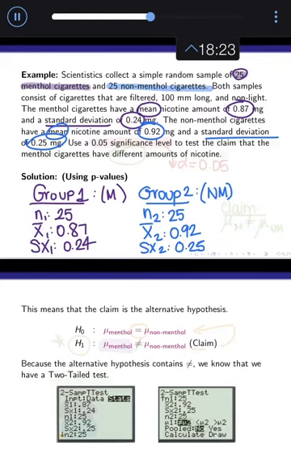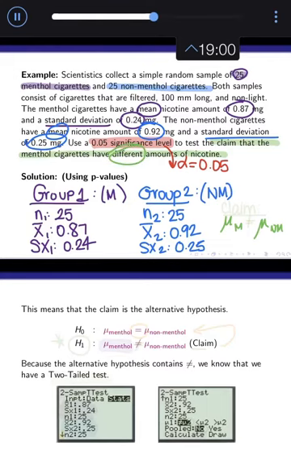Let's see what else they give us in the problem. They also tell us that the significance level we want to use is 0.05. That means our alpha is 0.05. And we're going to test, here's our claim. This is the important part. The claim that the menthol cigarettes have different amounts than the non-menthol. So what this means is that the two means, the mean for group 1, the menthol, I can use 1 or M for menthol, and the mean for the non-menthol are different.